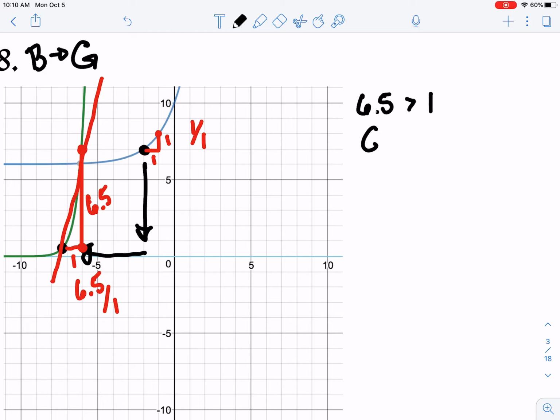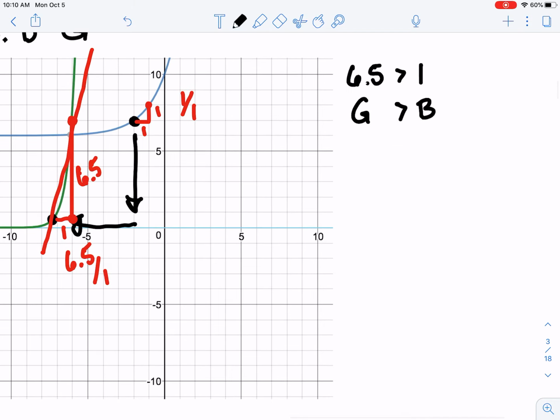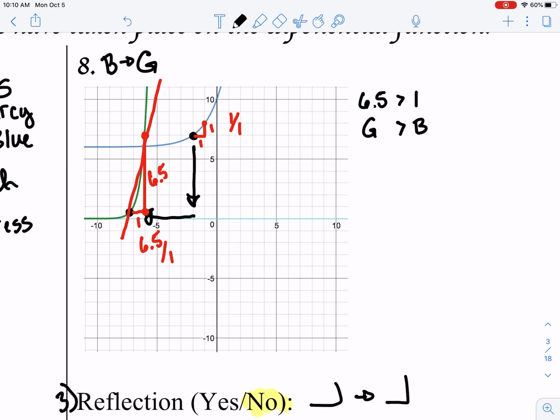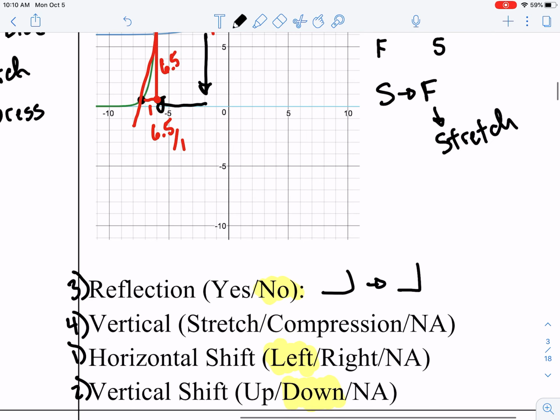6.5 was my green, which is bigger than the slope of my blue. The slope between those 2 points is greater, so it's increasing faster. Blue is slower. So I'm going slow to fast. If I end on fast, it's a stretch. So that's another way to think about it.